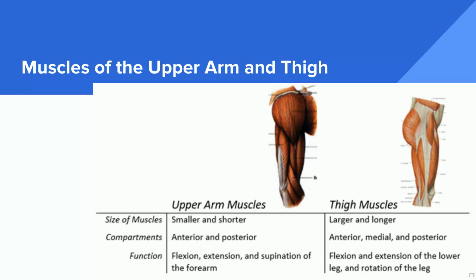Now to compare the muscles of the upper arm with those of the thigh. Once again, we see that the size of the muscles in the lower body are much larger and typically stronger. Also, similar to the pectoral and pelvic girdle, the upper body muscles only consist of two compartments, anterior and posterior, where the lower body consists of anterior, posterior, and medial compartments. The upper arm muscles are used for flexion, extension, and supination of the forearm. The muscles of the thigh are used similarly for flexion, extension, and slight rotation of the lower leg.